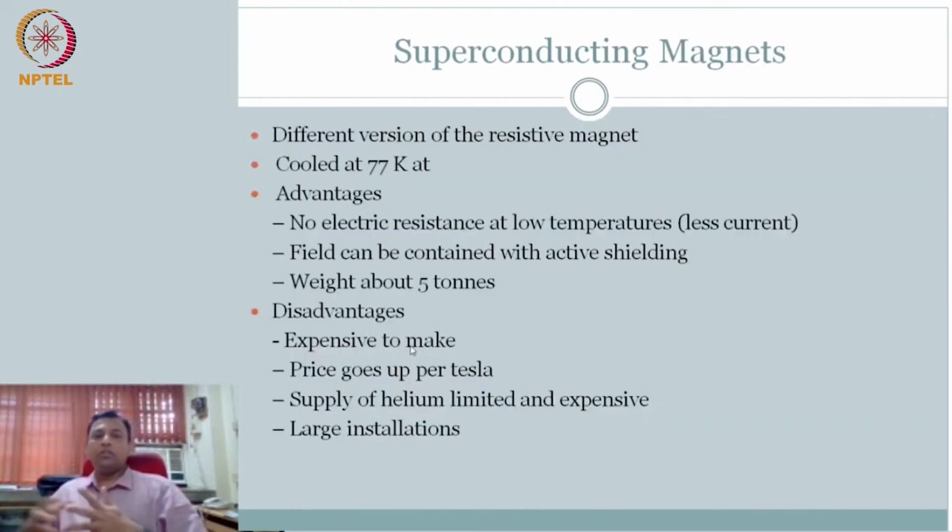Okay, so what does this do? You can think about it as a different way of making a resistive magnet. The major advantages here are superconducting: there is no electric resistance at low temperature, and therefore less current is needed. Your losses are less, right? And you have active shielding. By putting in an active shield, you can contain the field strength to a restricted location. And the fact that it weighs about 5 tons is listed as an advantage here. You might wonder, 5 tons is still huge. Why is this an advantage?